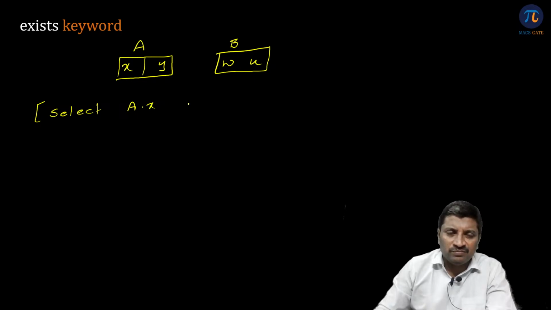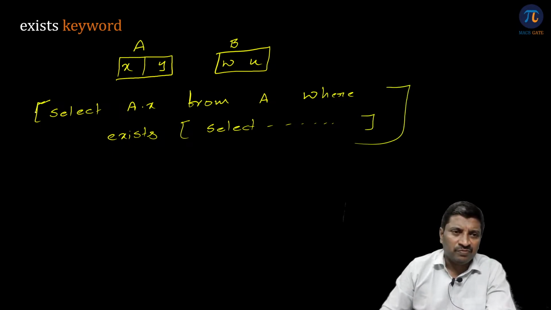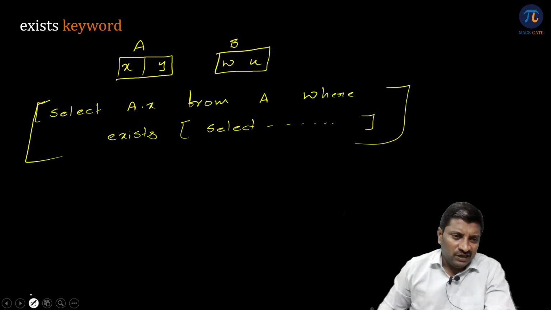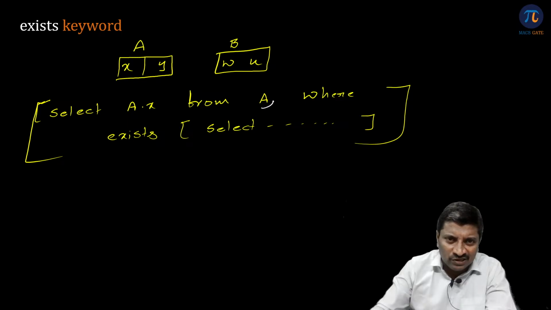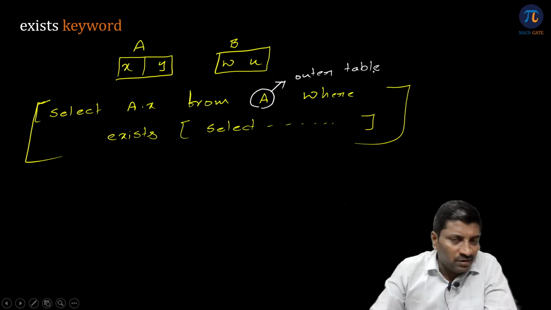Let us assume we are selecting from A one attribute where exists. In the inner, we have something: select so and so. This is the general structure, sir. Here the main intention is to identify the outer table that I need. This is my outer query and this is my outer table. This is the first one I need to identify. So this is our outer table, sir.